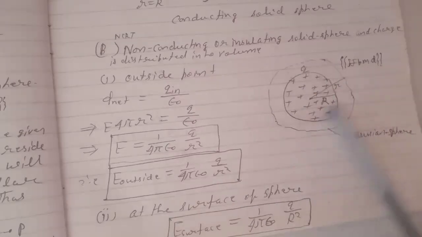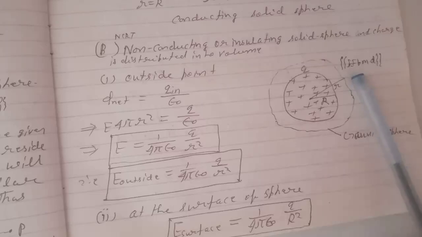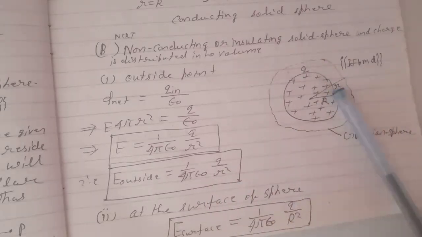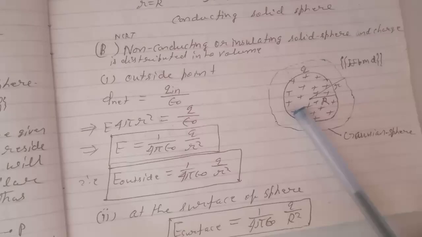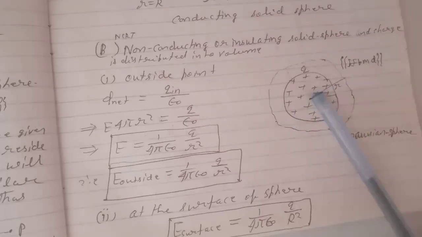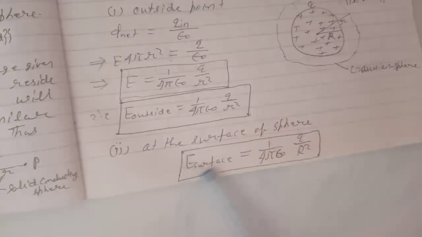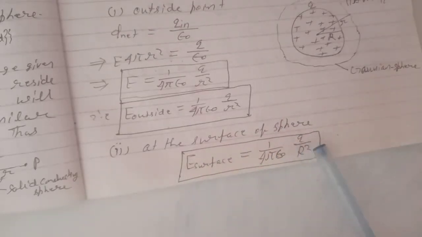So for all types of sphere, conducting and non-conducting, the outside point has the same value of electric field, given by 1 by 4 pi epsilon naught q by r square. For an outside point the whole charge behaves as if it is concentrated at the center, that is, it behaves like a point charge. Second case, at the surface, here it is also given by 1 by 4 pi epsilon naught q by r square. At the surface this will be the value.